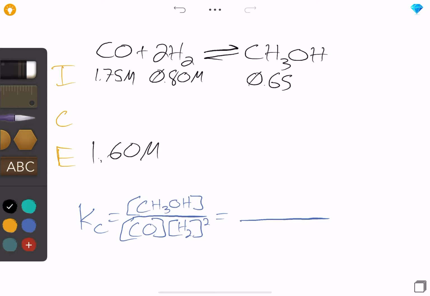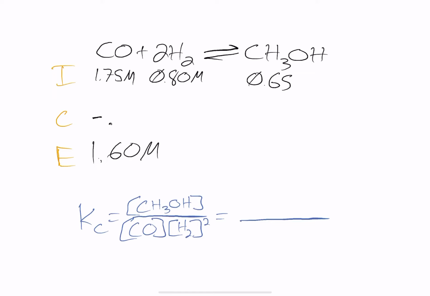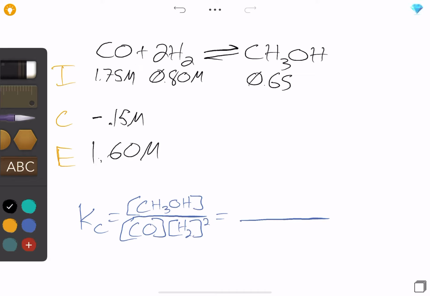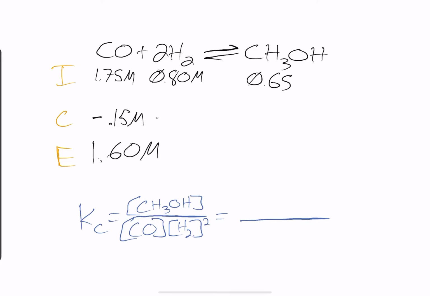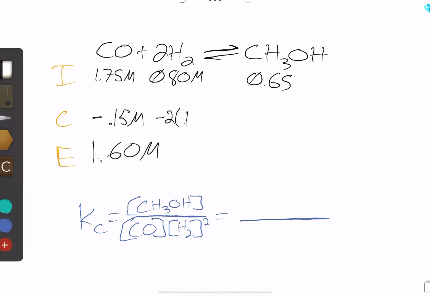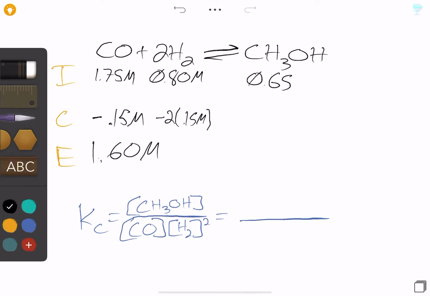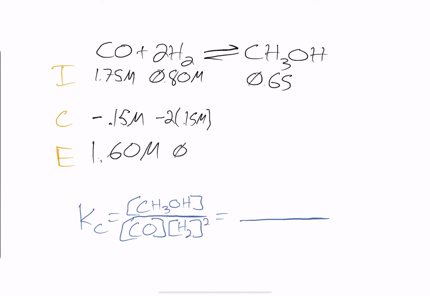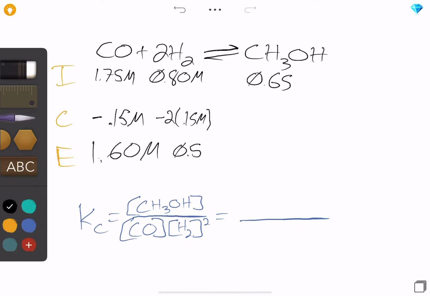Well, 1.75 minus 1.6 is a difference of 0.15 molar. So since it's a 2-to-1 ratio for this carbon monoxide and the hydrogen gas, we're going to see the change for the hydrogen gas is going to be a minus 2 times 0.15 molar, which is the same as 0.3. So 0.8 minus 0.3 is going to be 0.5 molar.